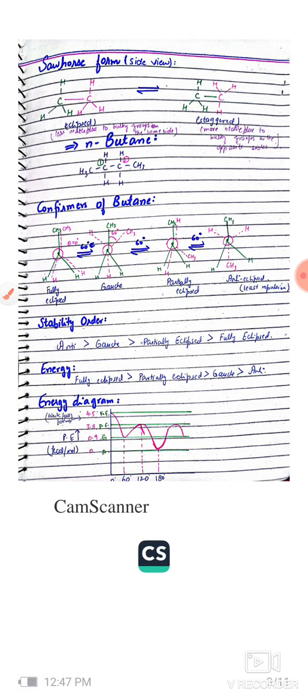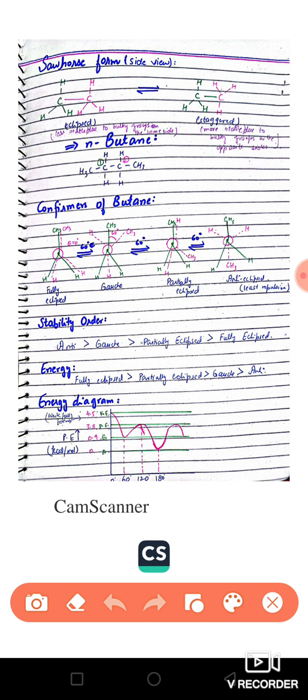Now next is the Sawhorse form. First I represented a structure in Newman's projection, which is a way to represent conformational isomerism. Now there is another form by which you can represent your compound, which is the Sawhorse form. In the Sawhorse form, this is the eclipsed form and this is again the staggered form, but they are represented in a different way.